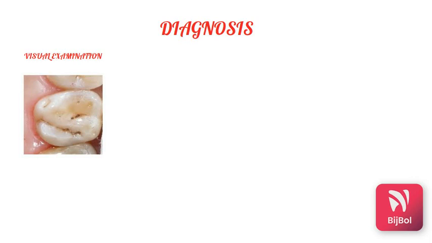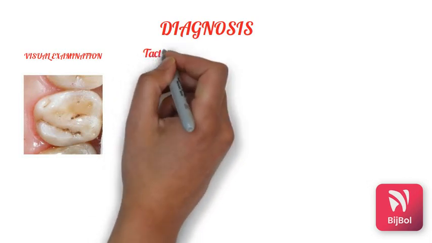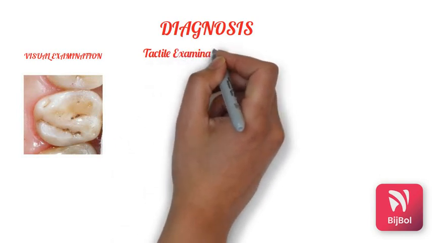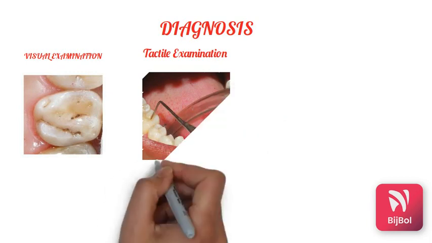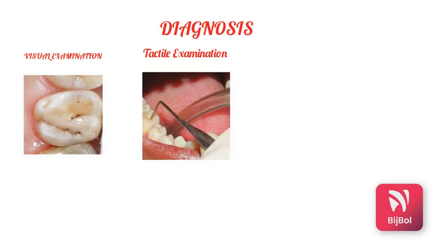Now we'll see the tactile examination. The tactile examination helps in the detection of dentinal caries. It usually occurs with curved explorers and also by examining with a probe. It represents the binding or catch of the explorer tip with the softness at the base of the pit and fissure. Now we'll see the radiographic examination.